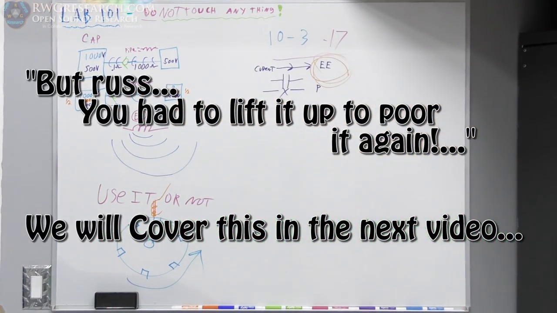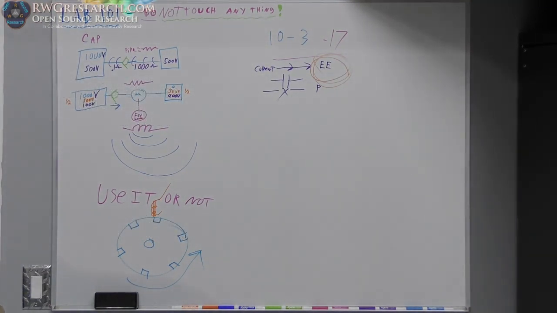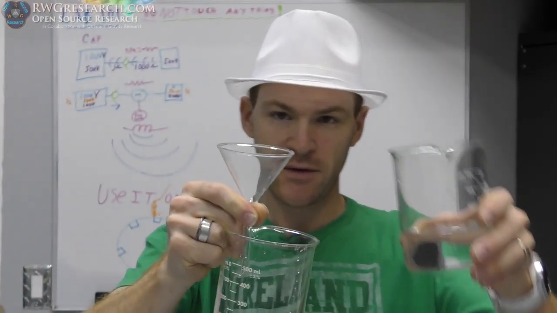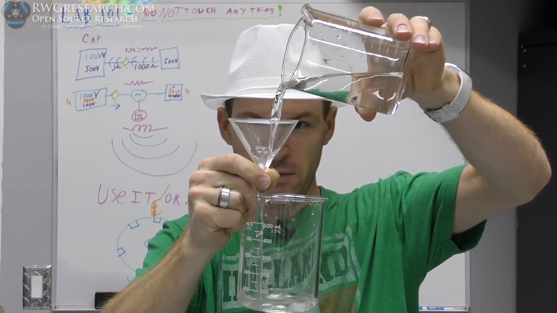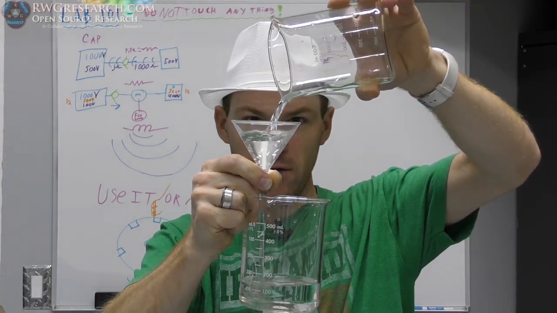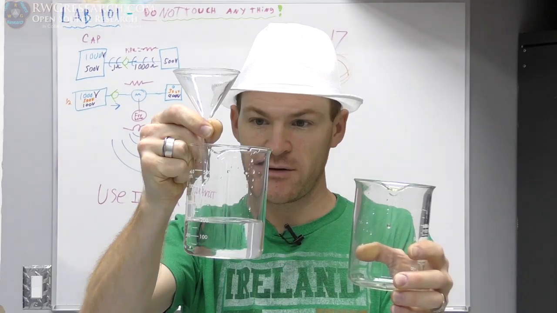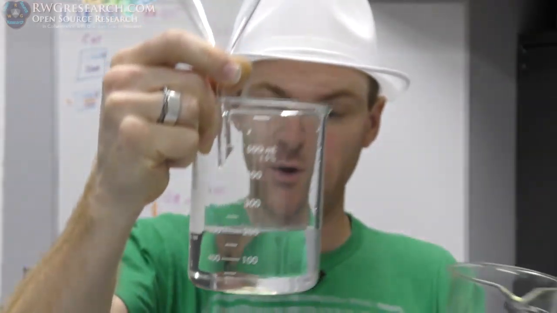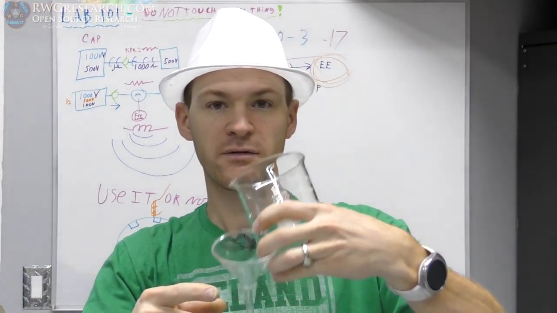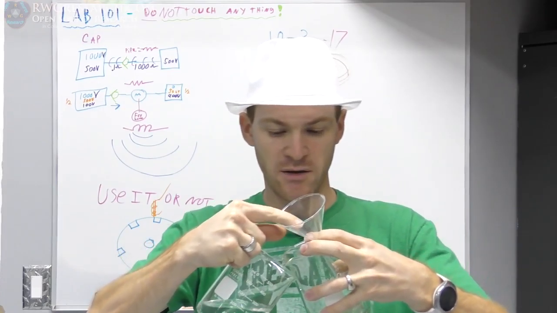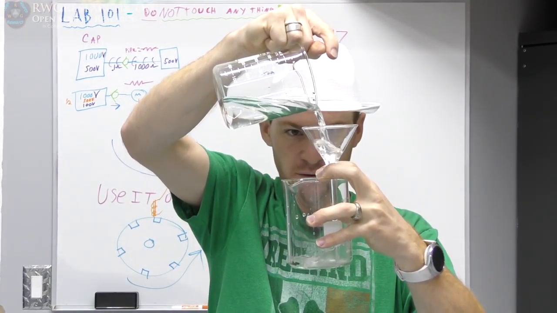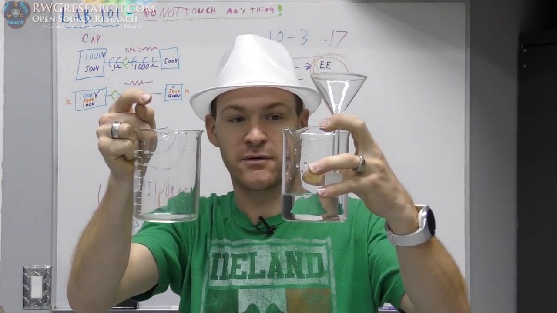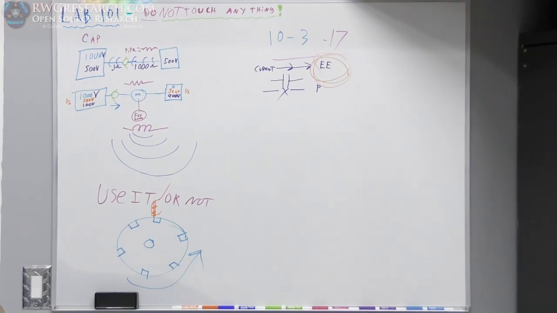Okay? Now, what happens if I add a resistance, right? So now I have a funnel. I can only get it going so fast. But guess what? I still got 200 milliliters of water. I still have my full stored potential. No different. So this is what I'm trying to express.